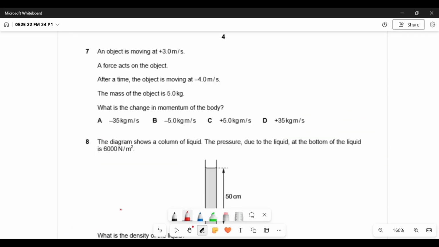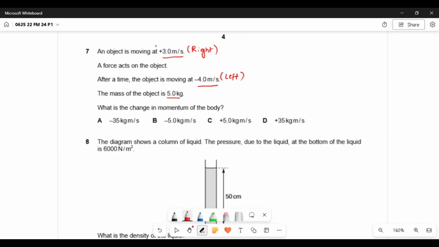An object is moving at positive 3.0 meter per second. A force acts on the object. After a time, the object is moving at negative 4.0 meter per second. The mass is 5 kg. What is the change in momentum? For this object, we can see positive, maybe it was moving to the right. By applying a brake or some opposite force, it starts moving to the left.